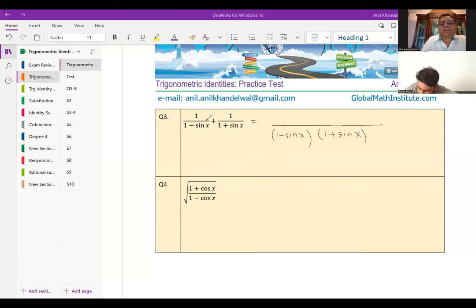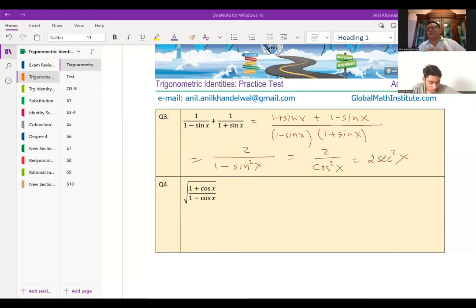And then it gets cross multiplied. You get 1 plus sine x plus 1 minus sine x in the numerator. So sine x minus sine x is 0, and you get 2 in the numerator. In the denominator, I have 1 minus sine x times 1 plus sine x, which is 1 minus sine square x. And 1 minus sine square x is cos square x, right? So 2 over cos square x, or 2 secant square x. Correct. Do you see that?